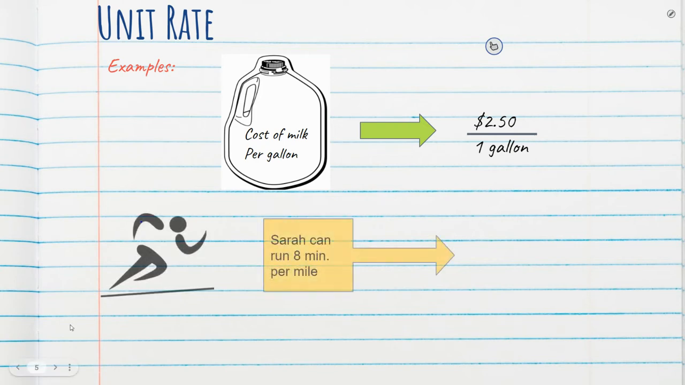Another example would be somebody running. So Sarah can run at 8 minutes per mile. So that unit rate, and again, you only have to write down the fraction part. That unit rate is 8 minutes over 1 mile. There's only 1 mile to run, so that is the unit rate because it is a 1 as the second number. So just write $2.50 over 1 gallon and write 8 minutes over 1 mile.